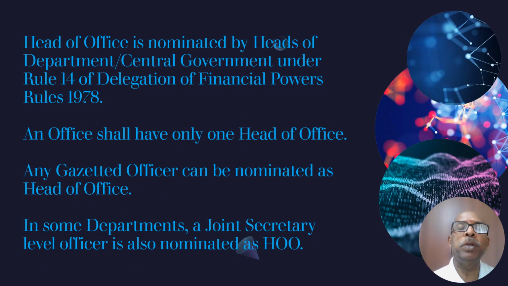The head of office is nominated by heads of department or central government. Central government is secretary. Head of department, any others like joint secretary. A head of department can be, minimum level required is deputy secretary and above. So normally in central government, joint secretary or additional secretary level officers are nominated as head of department. Of course, a secretary level officer also can be head of department if they are other than the ministry and departments. And ministry and departments are headed by secretary only.